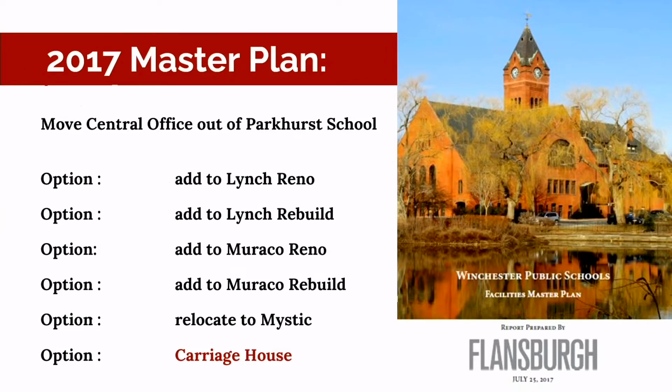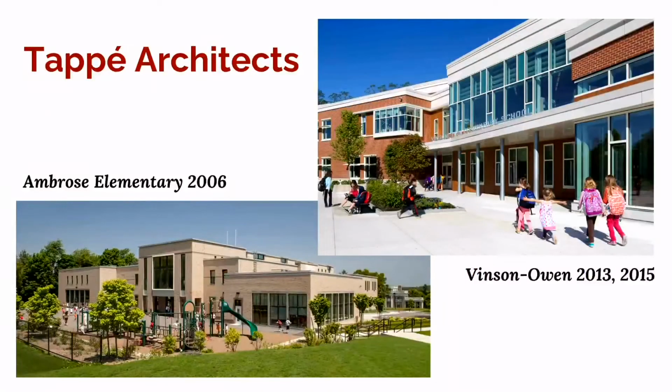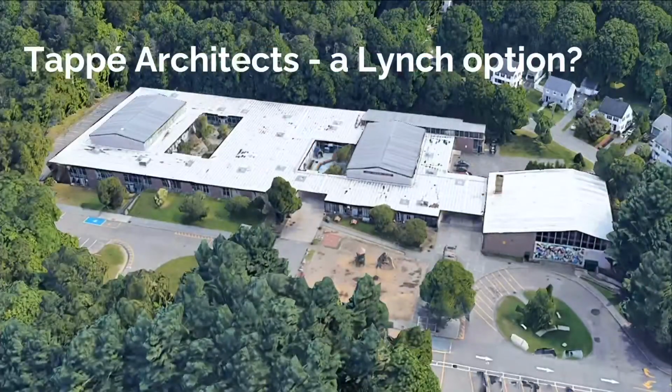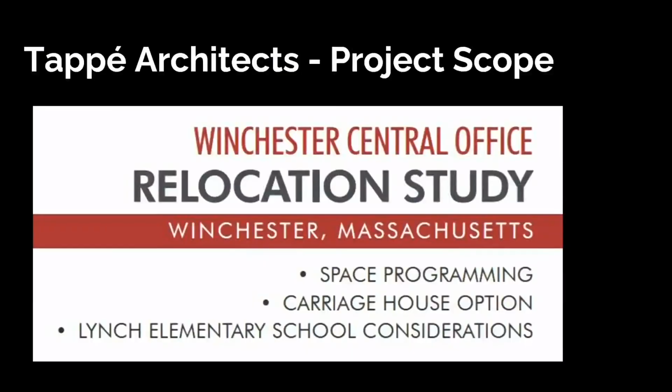TAPE was familiar with Winchester. They are the architects of the Ambrose School and the Vincent Owen. Later in 2020, TAPE was selected by the MSBA Designer Selection Panel as the architects for the new Lynch replacement project. Concurrent with the programming and schematic design of the Carriage House in the spring of '21, the school committee did consider whether central office space at the new Lynch in partnership with the MSBA might be an option. In some instances, the state does permit districts to include central office in school projects. However, they make this determination only on a case-by-case basis, and in every instance, the costs are not reimbursable.